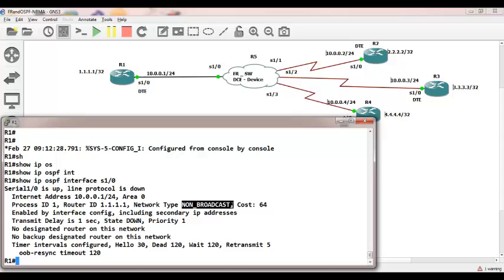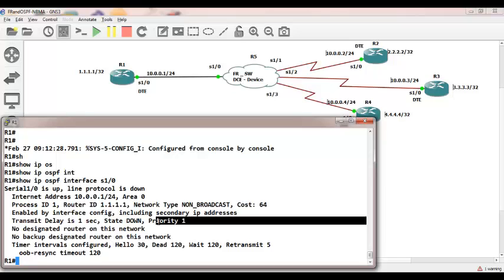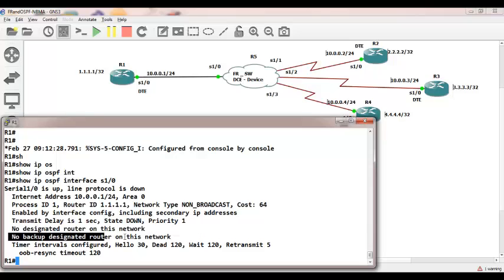There will be DR BDR election. Neighbors are not dynamically discovered. All those things we learned. Timers will be 30 and 120. See, there is a priority, which means there is going to be a DR and BDR. As of now, there is no designated router or backup designated router because router 1 has not communicated so far to router 2 or 3 or 4. The frame relay cloud is still not configured.